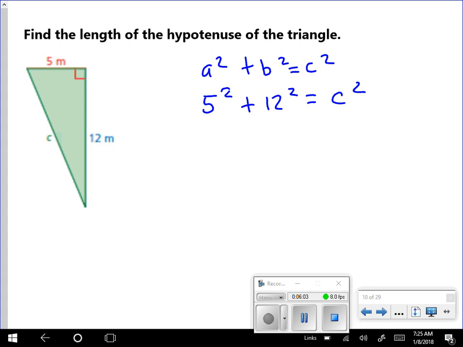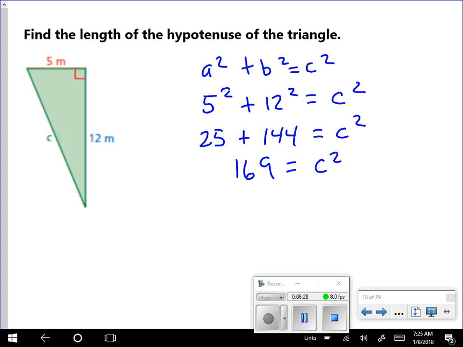So we want to solve. We have 5 squared is 25, plus 12 squared is 144, and that equals C squared. Okay, so 25 plus 144 is going to be 169, and that equals C squared. All right, so we're at a point where we do not have C alone here.